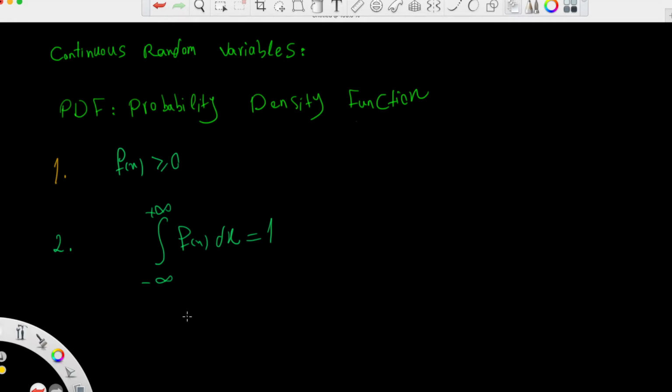Now, for the variables which are not defined in your sample space, f of x will be considered as 0. So if x is not an event in your sample space, f of x will be 0.